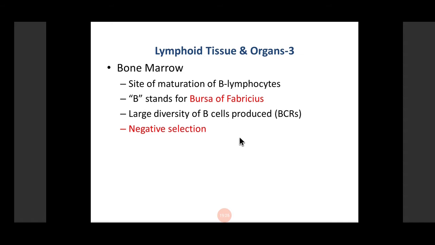Quick answer, if you're listening to me. So where does negative selection happen? Does it happen in B cells, in T cells, or in both?